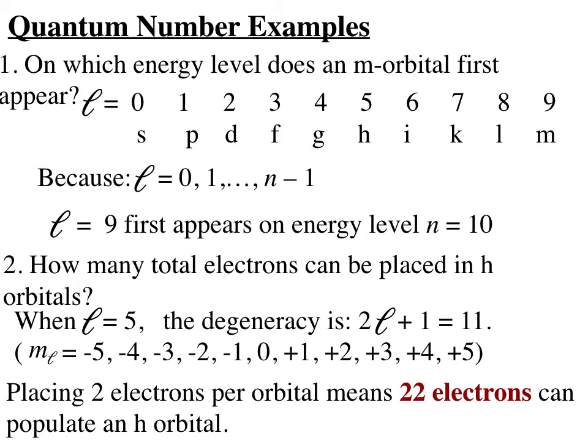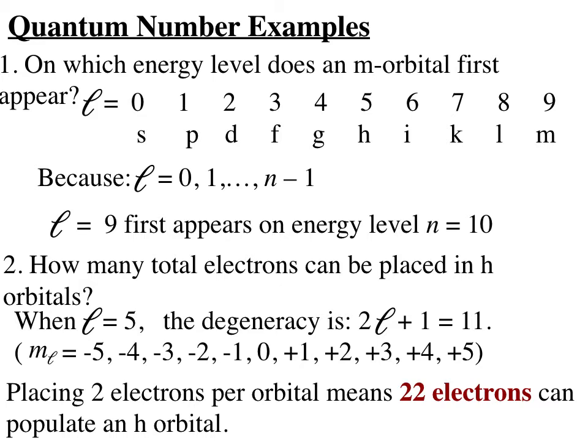Now, L has allowed values of 0, 1, up to n minus 1. So the m orbital first appears when L is equal to 9, and L is equal to 9 when n, according to the rules, would be equal to 10. So on energy level 10 will be the first appearance of an m orbital. Of course, on every level above 10, there will be an m orbital.